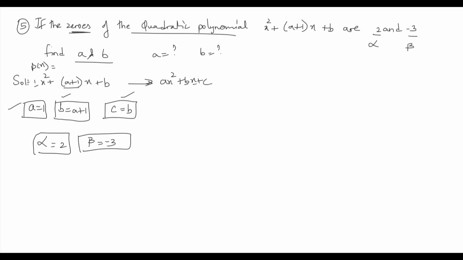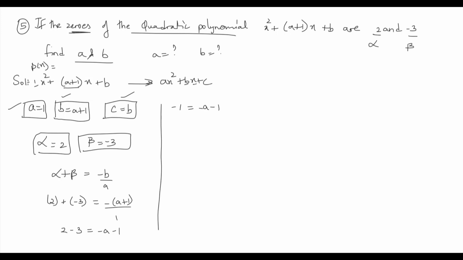So we got alpha is equal to 2 and beta equal to minus 3. Alpha plus beta by using the relation minus b by a, we'll proceed our problem. Alpha is 2, beta is minus 3 and minus b is minus of (a plus 1) and a is 1. 2 minus 3 is equal to minus a minus 1. 2 minus 3 is minus 1, equal to minus a minus 1. Minus 1 plus 1 is equal to minus a. So 1 gets towards that side, that is 0 equal to minus a, hence a is equal to 0. The value of a is 0.